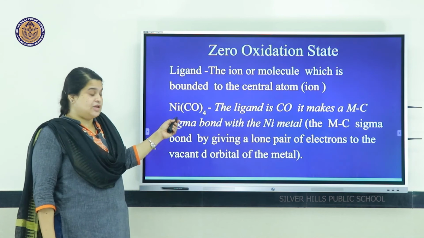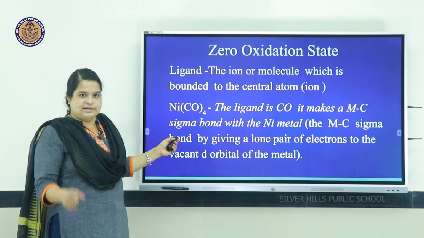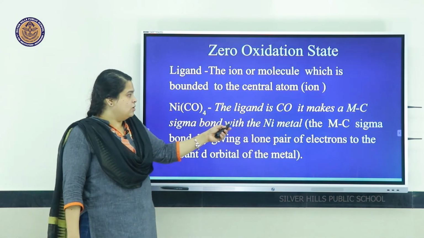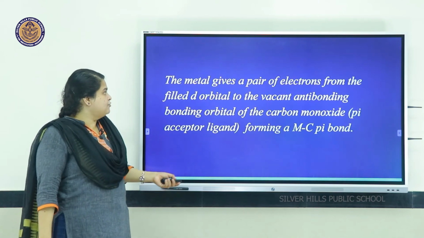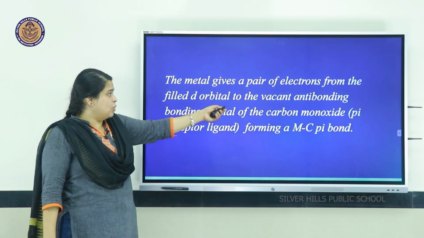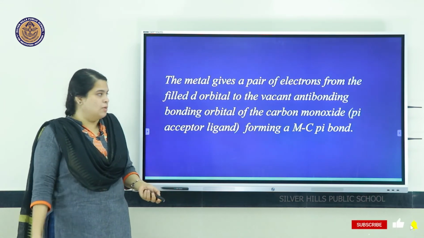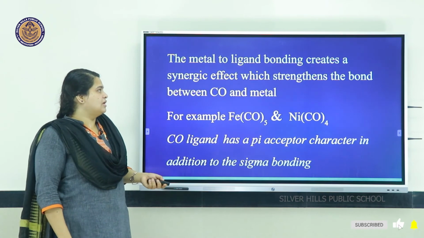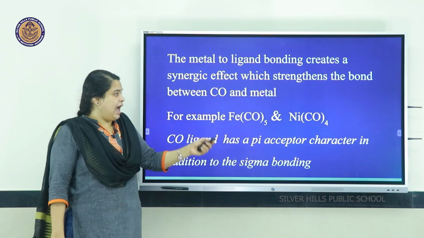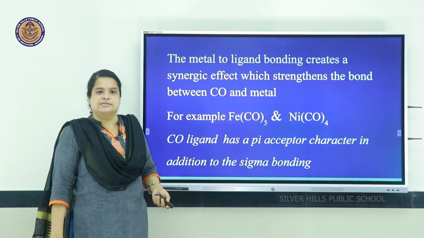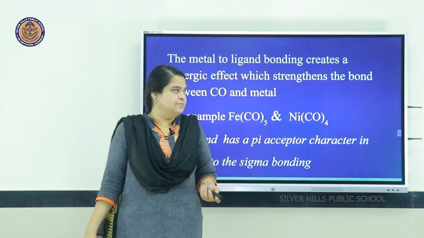And if, for example, you have taken here Ni(CO)4, the ligand is CO. It makes an M-C bond, that is a sigma bond, and then the CO gets back electrons from the metal into the vacant antibonding orbital, which forms another M-C bond, a strong bond. This effect is generally called a synergic effect. Other examples are Fe(CO)5 and Ni(CO)4. In both cases, Fe and nickel have zero oxidation state.